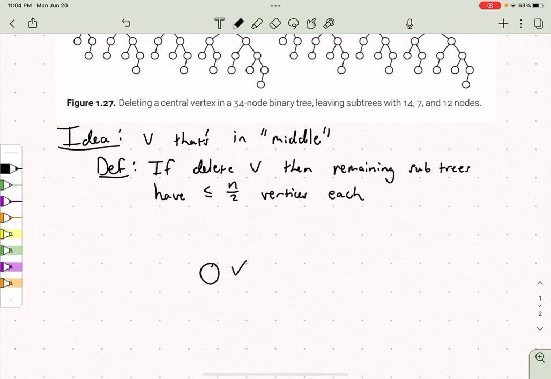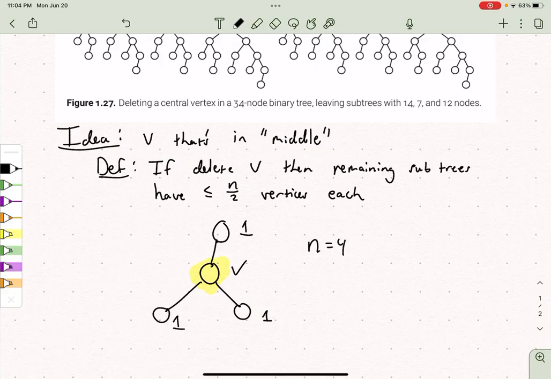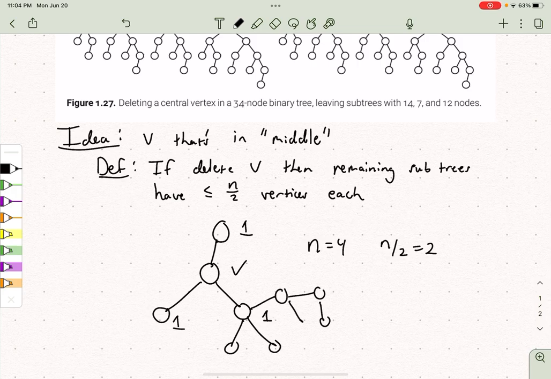So if we had some V in a tree, maybe this is the tree, when we delete V, well, we have one node here, one node here, one node here, and in total there's n equals 4 nodes, so n over 2 is going to be 2, and so V is a central vertex. On the other hand, if we had a tree that looked like this, with a bunch of nodes over here, then V is no longer a central vertex, because if we delete V, this subtree over here has too many nodes.